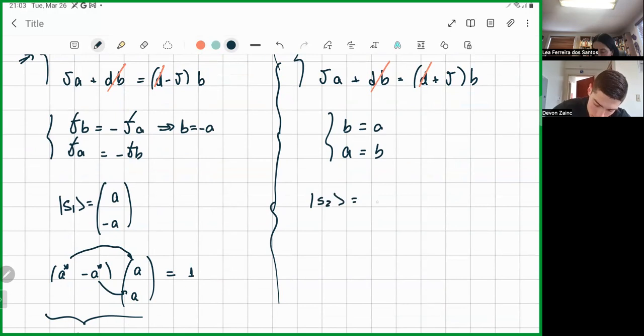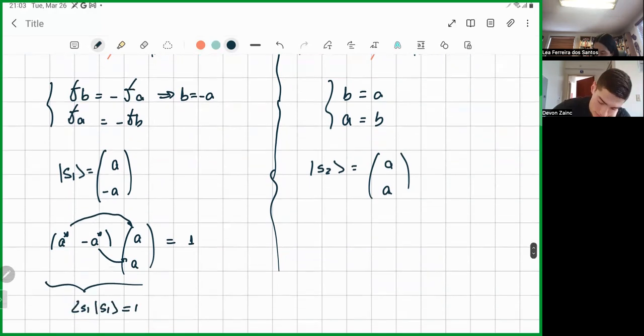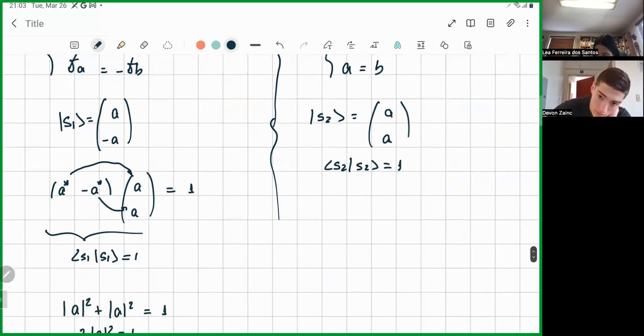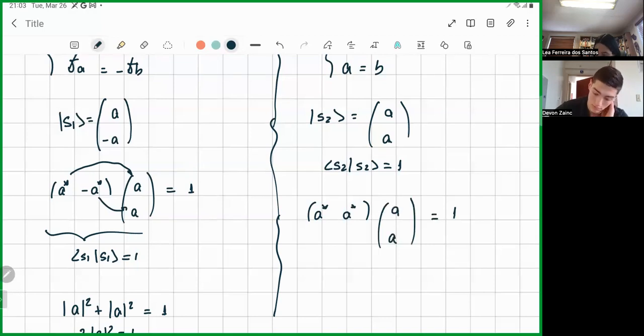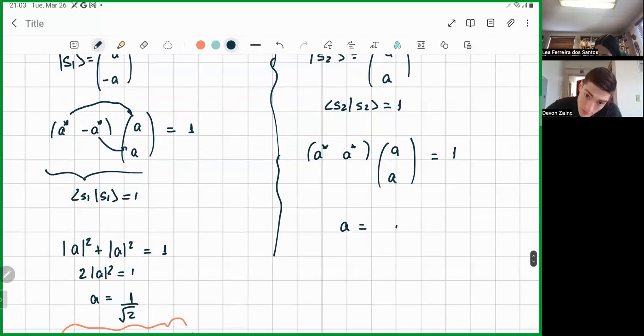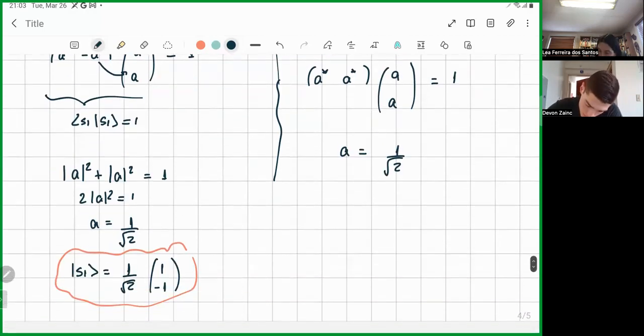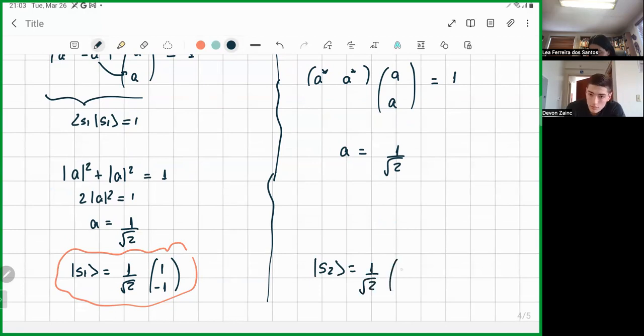So our vector is A, A. Again, we have to guarantee that it's normalized. So we have to guarantee that this is going to give us 1. So same procedure. And we are going to find that A is 1 over square root of 2. Okay? As we did before. So this other eigenstate is very similar. The only thing that changes is that this is 1, 1, while here we had 1 and minus 1.